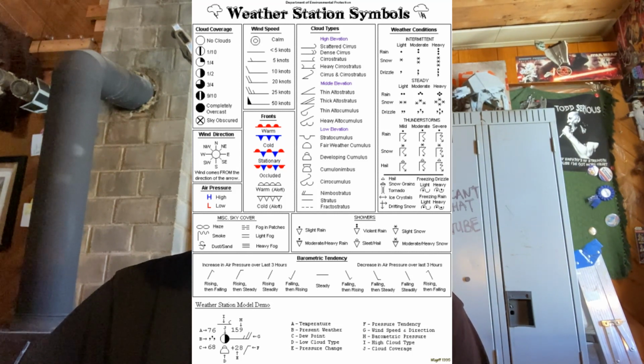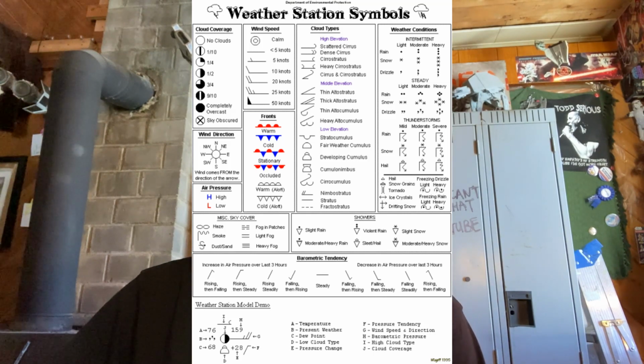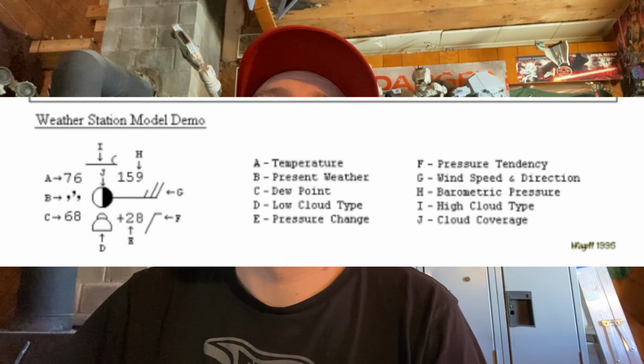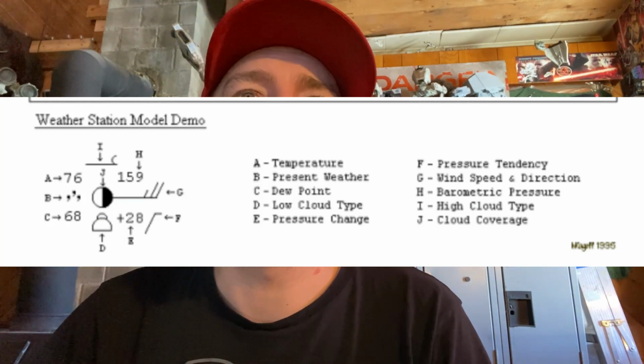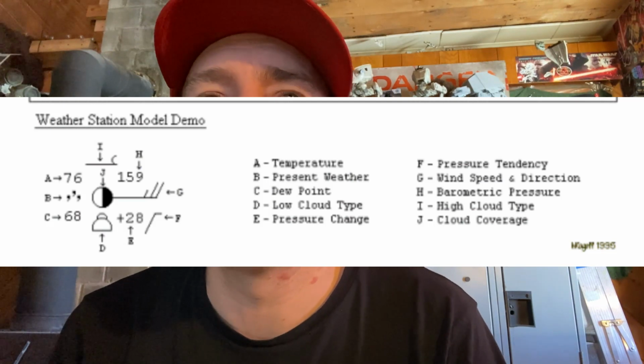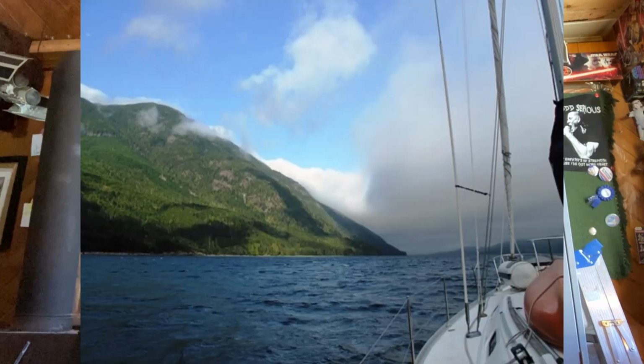This is the weather station model demo. How much do you need to know this? Probably very little. In fact, I've personally never had to rely on this. Definitely if you're going to school for meteorology, they're going to push you on that. You can anticipate changes in weather by monitoring the movements of the fronts and areas of high and low pressure on weather maps and satellite images.